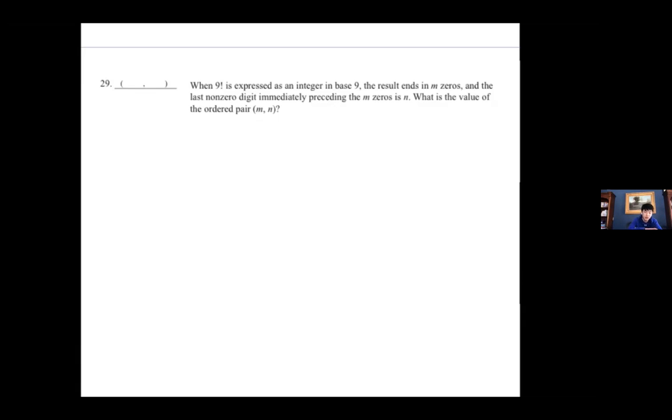And so now we're going to try and figure out how many zeros 9 factorial ends with. Basically, that is the remainder when 9 factorial is divided by 9. So let's build out 9 factorial. 9 factorial equals 9 times 8 times 7 times 6 times 5 times 4 times 3 times 2 times 1. And so we know that 3 divides 9 factorial. How many times? Well, it divides it floor of 9 over 3 plus floor of 9 over 9, which equals 4.